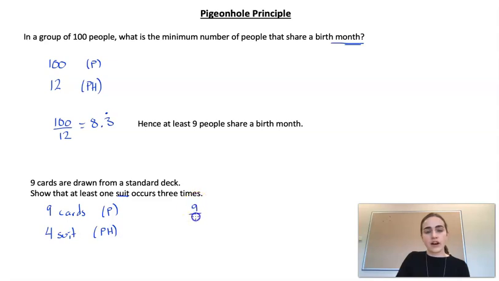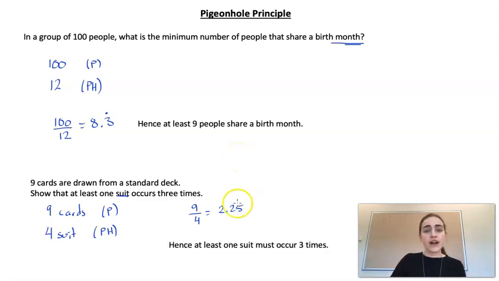So if we do our 9 divided by 4, that's going to give us 2.25. And remember, we always have to round up. So if we round that up to the next number, which is 3, that means at least one of our suits must occur 3 times, because at least one of those pigeonholes, our suits, has to have 3 pigeons or cards in it.